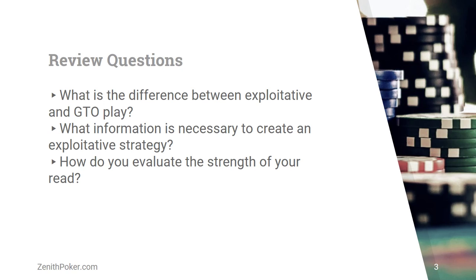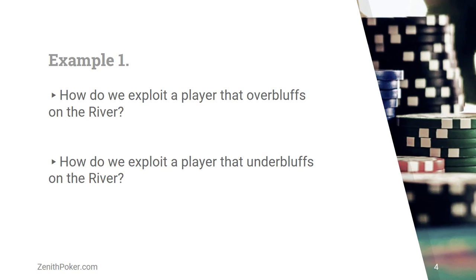All right, so let's jump into the example questions. Start off easy. How do we exploit a player that overbluffs on the river, and how do you exploit a player that underbluffs on the river? I think we exploit the player that overbluffs on the river by calling all our bluff catchers, and we exploit the player that underbluffs on the river by folding all our bluff catchers. Great. Anyone else want to add to that?